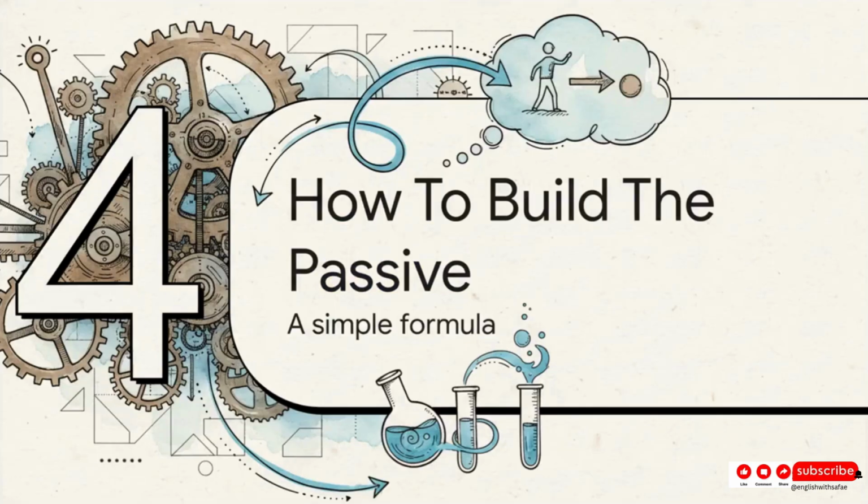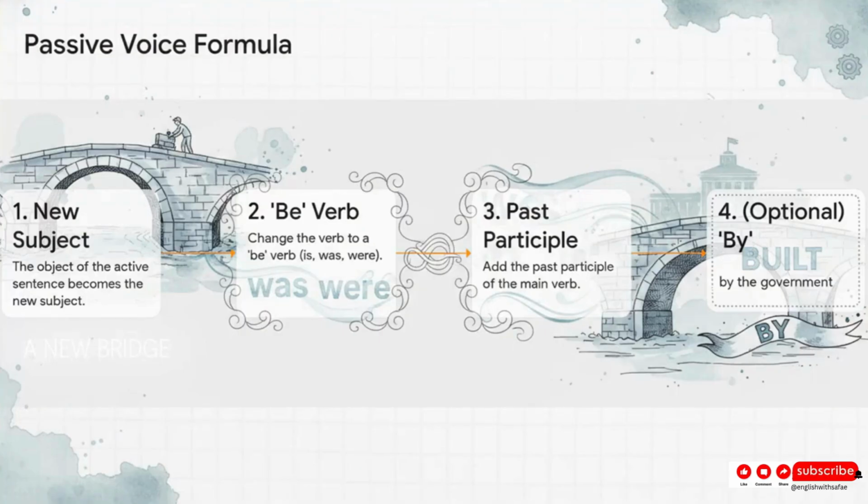Okay, so you know when to use it. But what about how to actually build one of these sentences? Well, lucky for us, there's a really straightforward formula for turning an active sentence passive. Let's walk through it with an example. So, we start with the active sentence. The government built a new bridge. Okay, step one, we take the object, a new bridge, and make that our new subject.